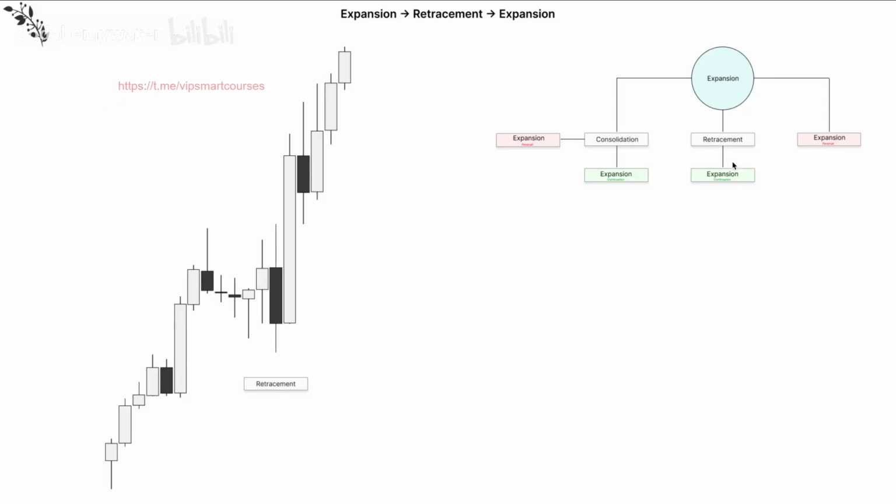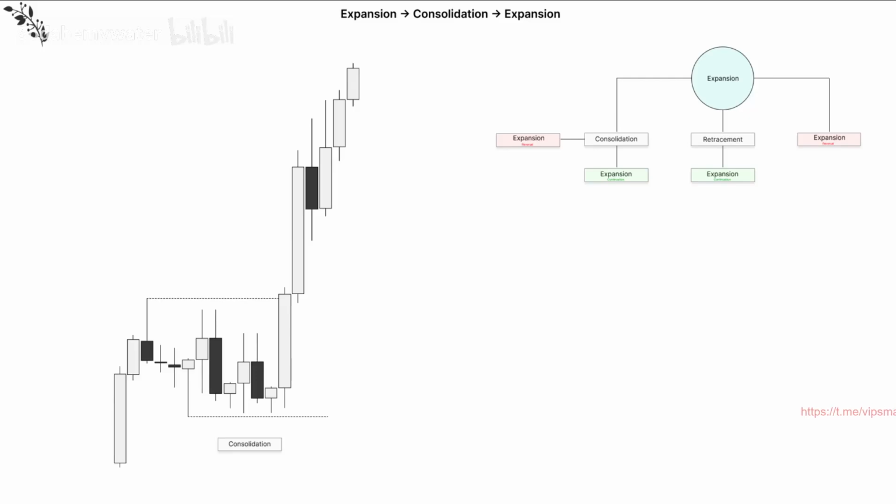If we look at our generic flowchart on the right-hand side, you can see this is when expansion retraces into a key level, we get a lower time frame reversal signature, and then we expand higher. This is going to be your bread and butter continuation setups in the market, and is very commonly seen when price is reaching for an external objective.